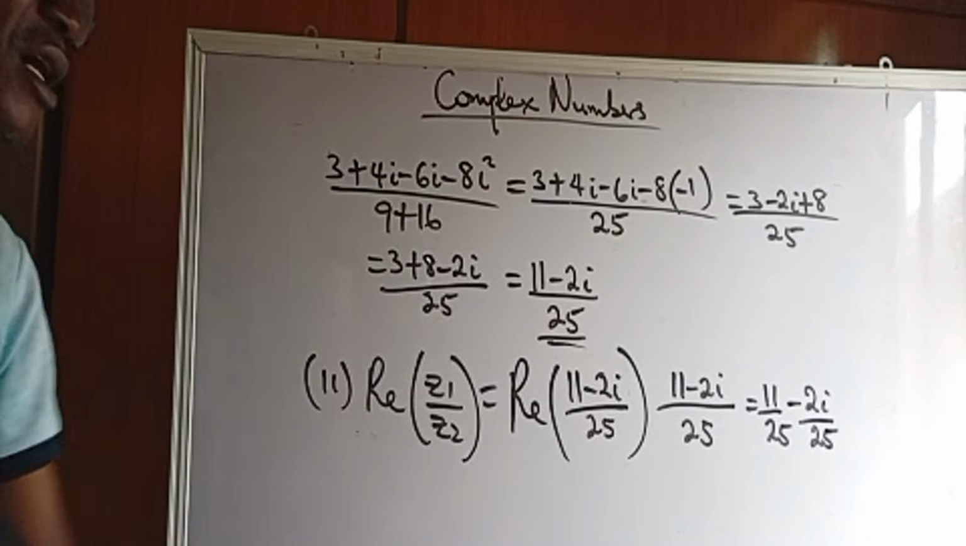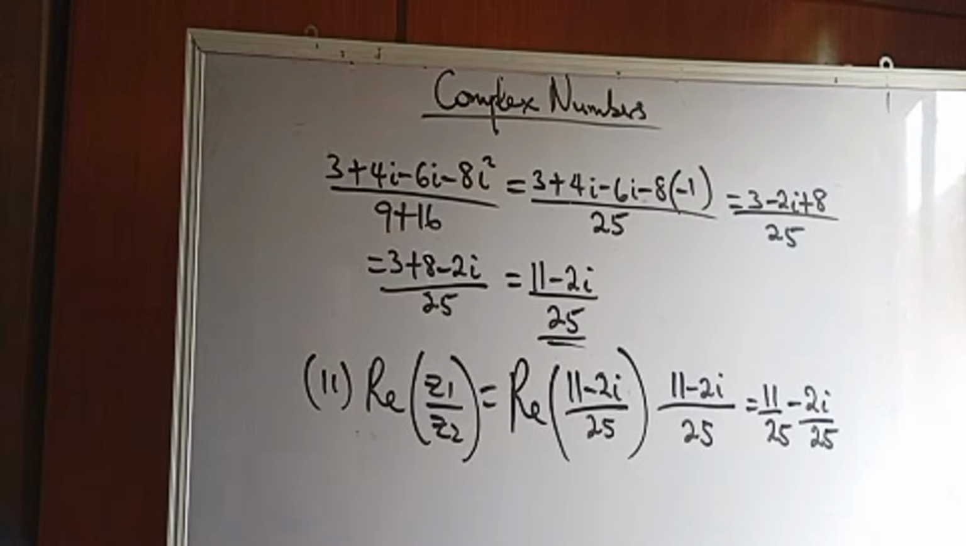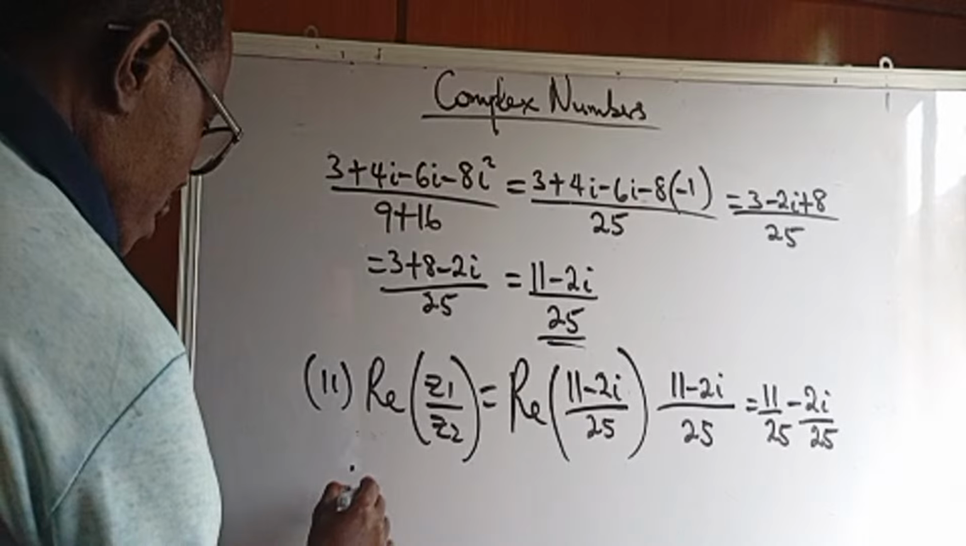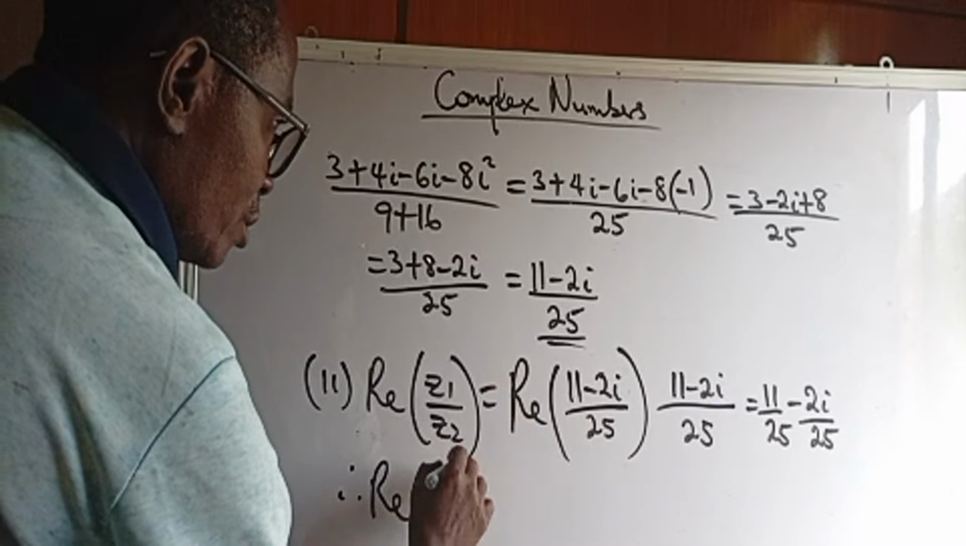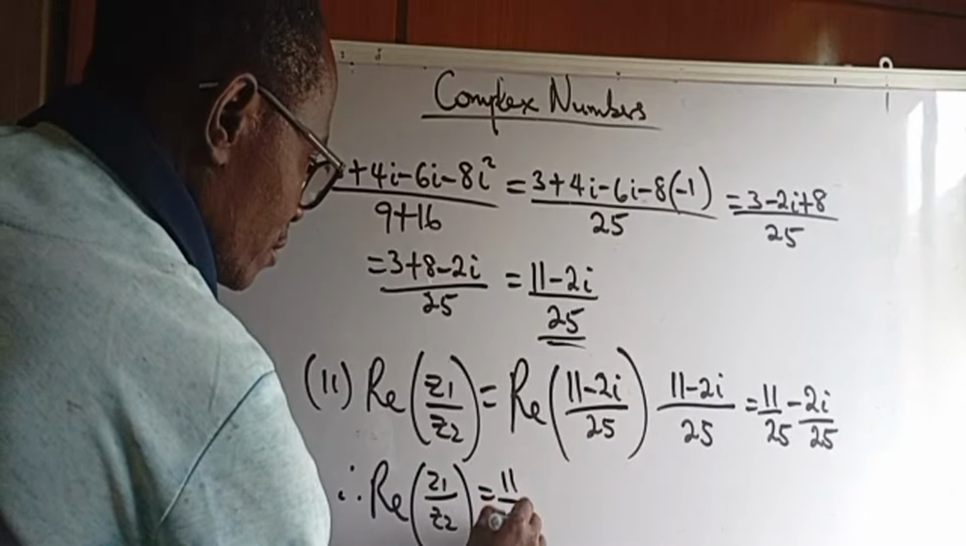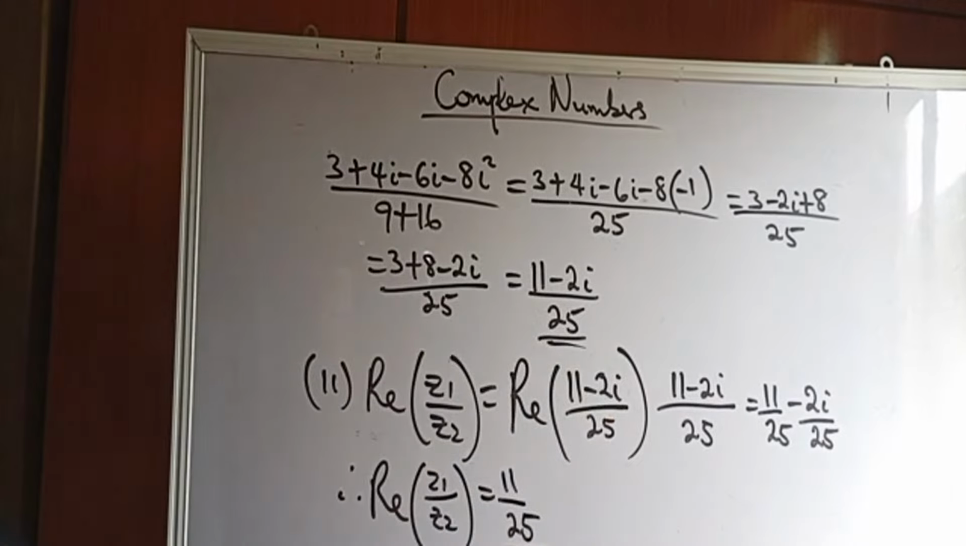Now, which of these values is the real part? Therefore, the real part of Z1 all over Z2 will now become what? 11 over 25. So the real part is 11 over what? Over 25. The real part is 11 over 25.